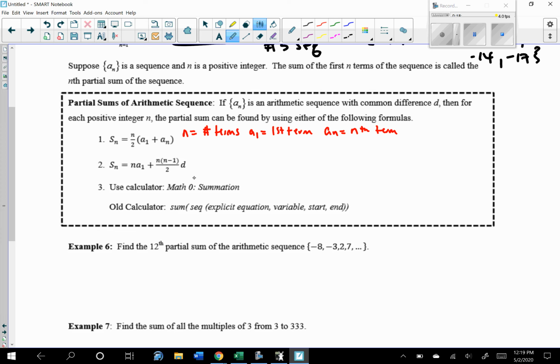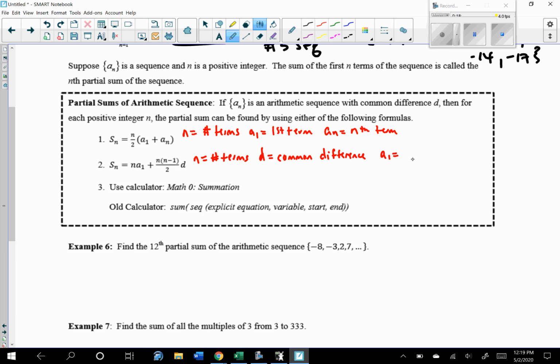Looking at the next formula, again, it's just another way of doing the problem depending on what kind of information you're given. So if you weren't given the first and the last term and instead you were given the common difference, you might want to use this formula. So again, n equals the number of terms, and d is equal to the common difference.